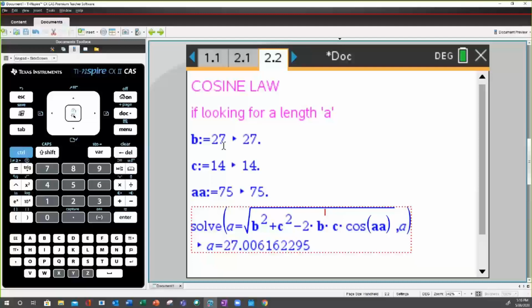Okay, so I've assigned B to be 27, the length of B, C to be 14, and the angle between those two, AA, to be 75 degrees.